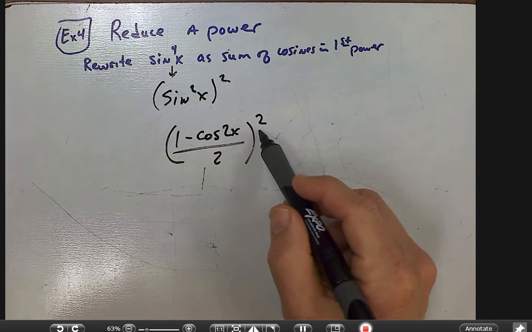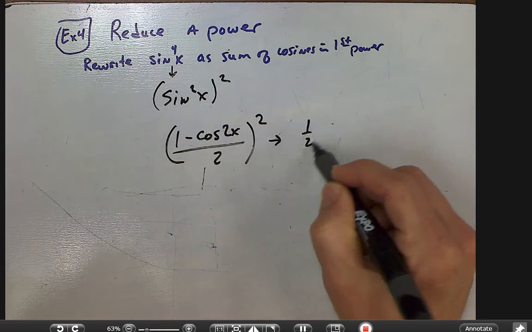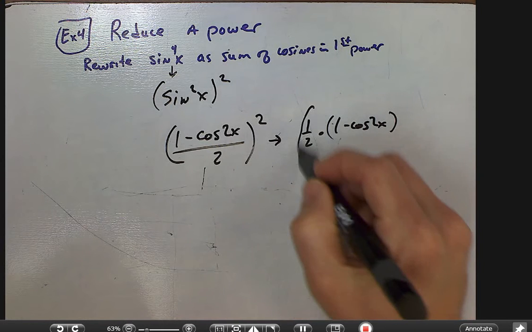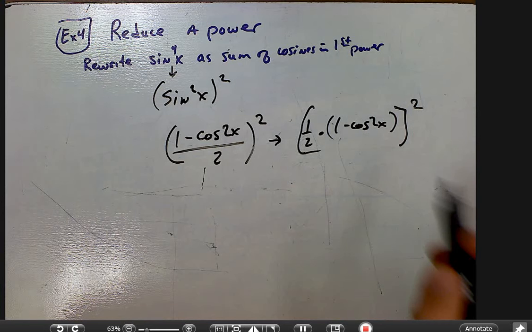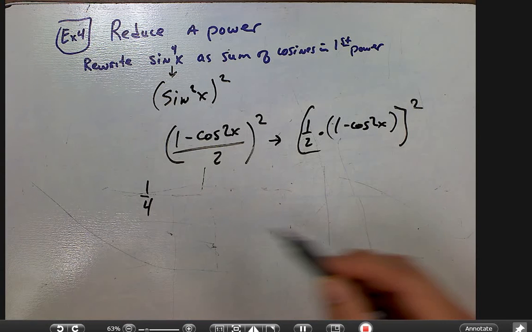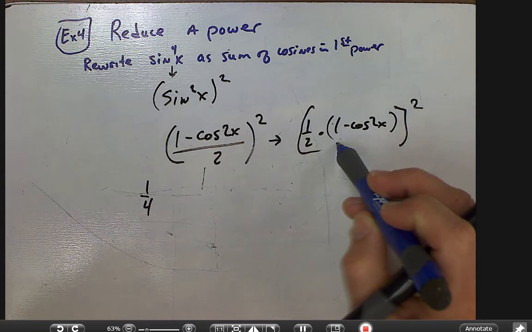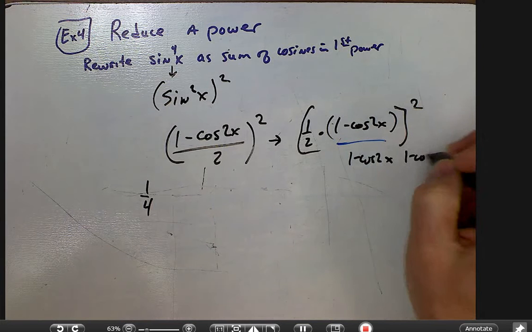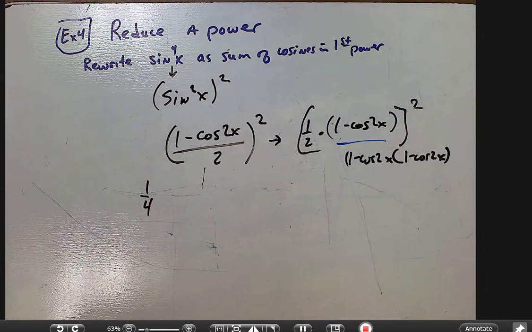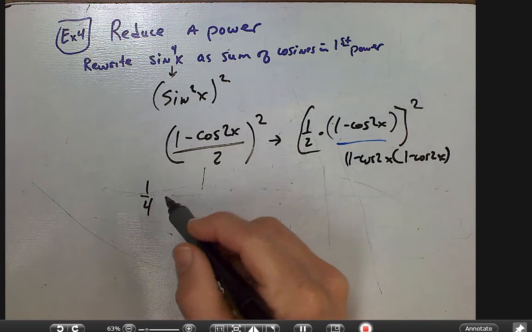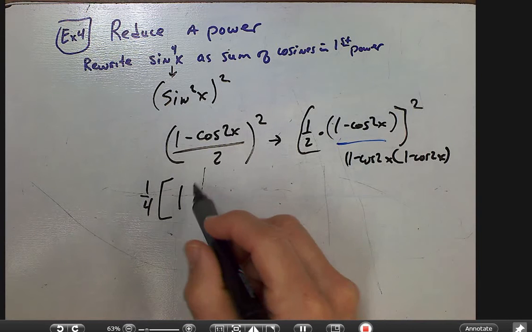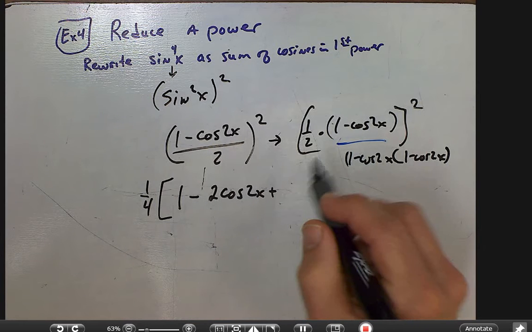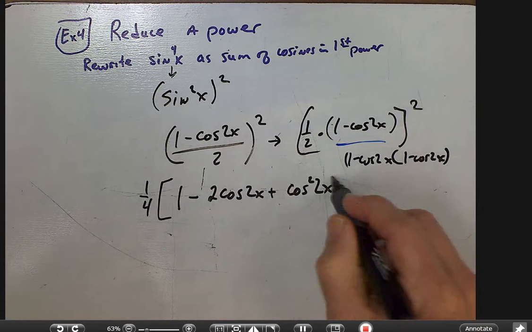So this can also be written as 1/2 times 1 minus cosine 2x quantity squared. So if I square the 1/2, I get 1/4. And if I square what's in the parentheses, remember it means to do 1 minus cosine 2x times 1 minus cosine 2x, and do your FOIL thing. And so I'd get 1, and the result is minus 2 cosine 2x, and then plus cosine squared of 2x.